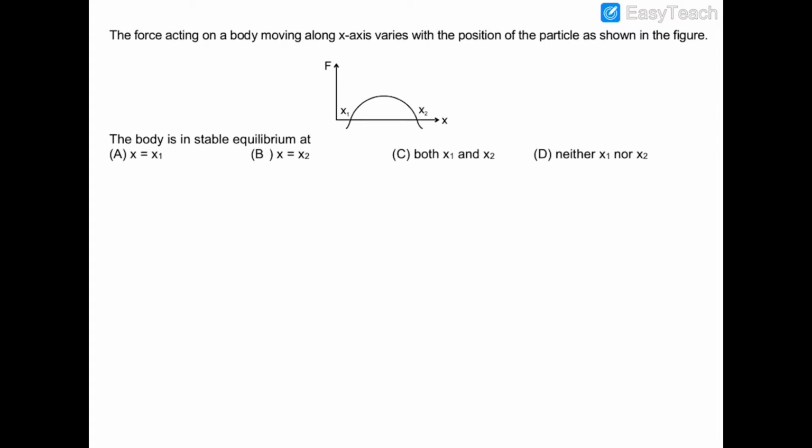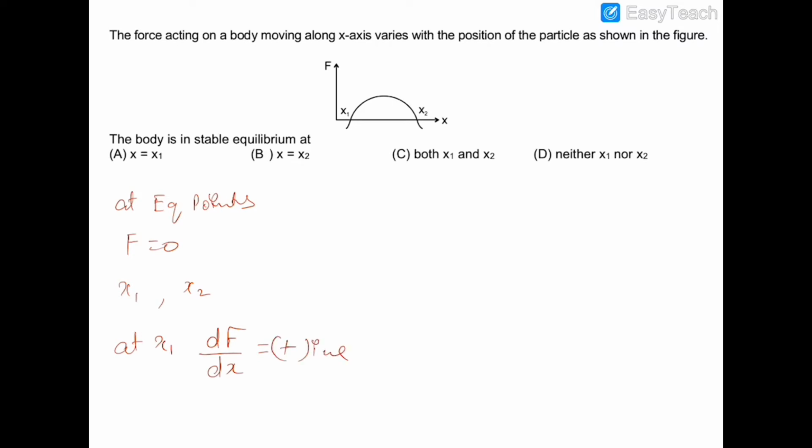So in this case we know that at equilibrium points net force is 0, and hence there are 2 points x1 and x2, which I can see where the net force is 0. So these are the equilibrium points. At x1, df by dx is positive.